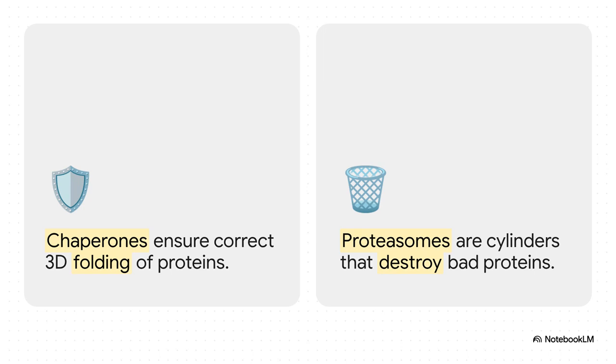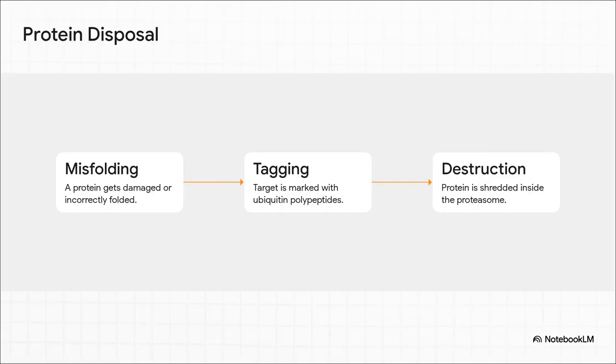Their entire job: to destroy damaged or useless proteins. So how does this cellular hit list process actually go down? It happens in 3 crisp steps. First, bad protein folding occurs, or maybe a protein just gets damaged.